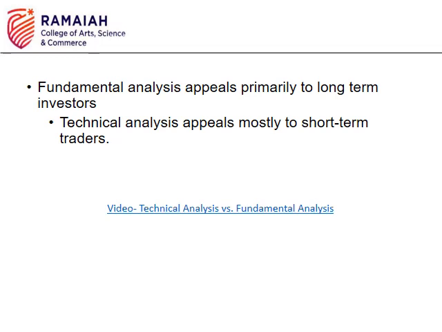Fundamental analysis appeals primarily to long-term investors. Technical analysis appeals mostly to short-term investors.